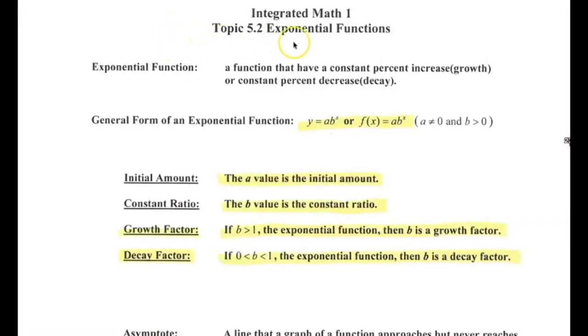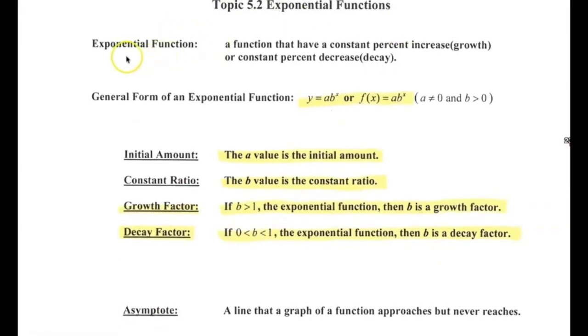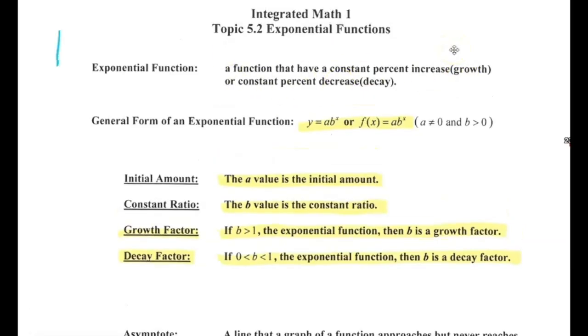In this lesson, we're going to talk about exponential functions. First, what's an exponential? It's a function that has a constant percent increase, known as growth, or a constant percent decrease, known as decay. We've seen linear functions that grow at a consistent rate, constantly increasing by the same amount. Exponential functions grow at a percent rate. They grow extremely fast if it's a growth, or die extremely fast if it's a decay. So that's the difference between an exponential and a linear.